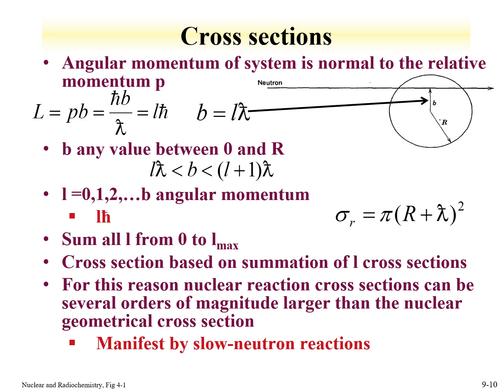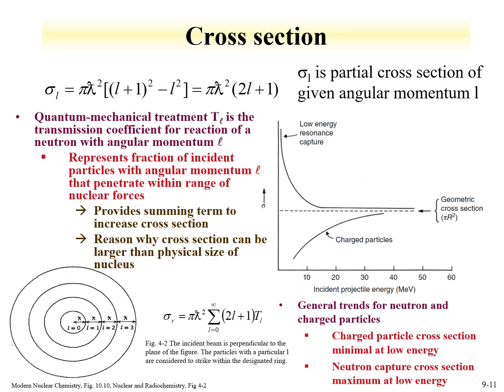cross-sections related to the impact parameter. And it's for this reason that nuclear reaction cross-sections can be much larger than the nuclear geometric cross-section, so the physical space. And this is really manifest by slow neutron reactions. Some of the details that we just discussed are listed here, where the cross-section for any angular momentum can be derived from this equation.